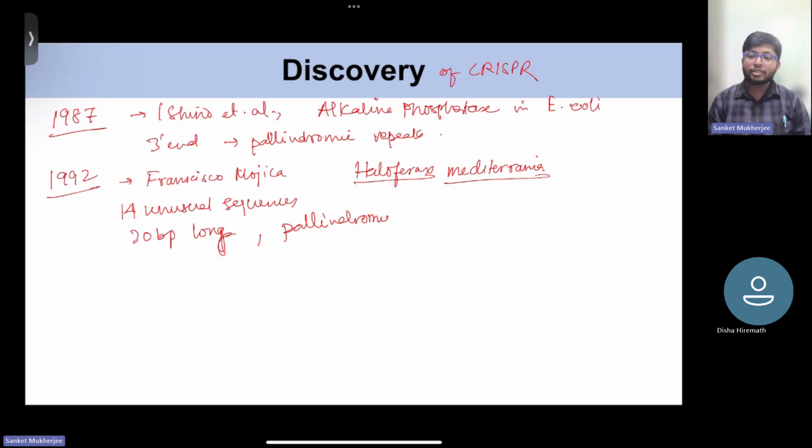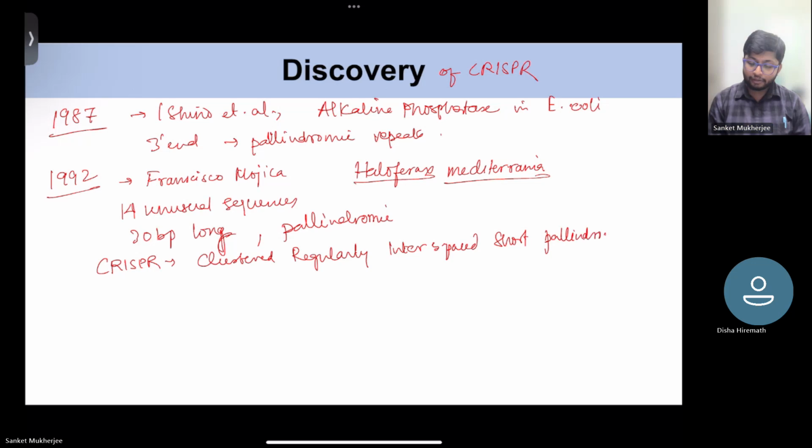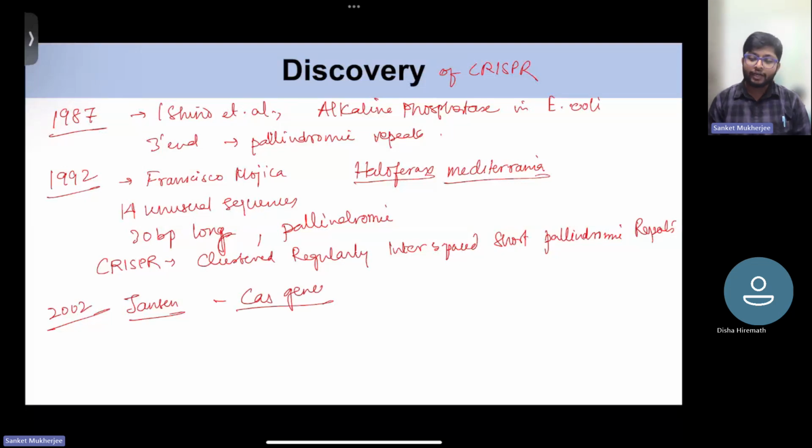Francisco Mojica was the person who coined the term CRISPR, which stands for clustered regularly interspaced short palindromic repeats. Fine. In 2002, Jansen also identified another set of sequences which work together with CRISPR, and they were Cas genes. CRISPR associated genes were identified.